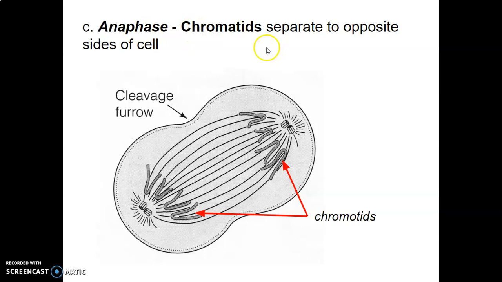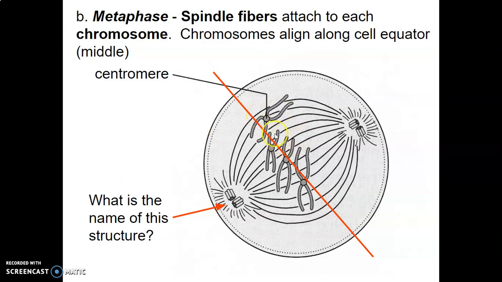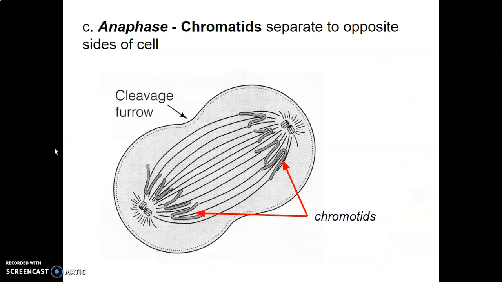Anaphase, all right? We had those chromosomes. Let's go back real quick and see how they were there. There's one chromatid, there's one chromatid, attached with that centromere, right? And in anaphase, those spindle fibers actually pull the chromatids apart, moving them to opposite sides of the cell.